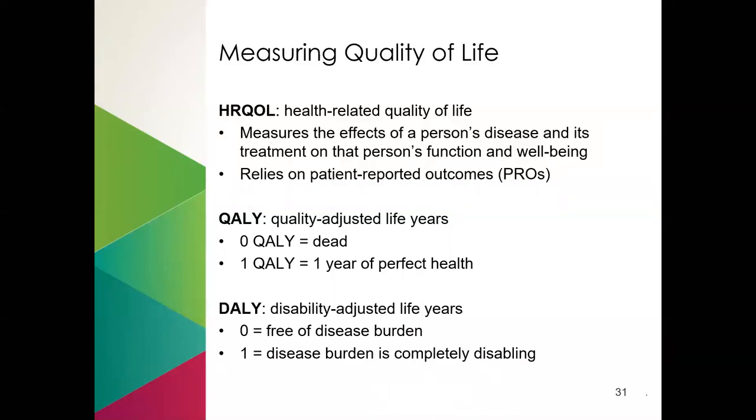And then disability adjusted life years looks more specifically at how functional a person is and how a disease or treatment affects their ability to function. So 1 year of life, again, gets adjusted to a number between 0 and 1. It's kind of the opposite of quality, though, because 0 means a life completely free of disease burden. You have no disability because of disease. And then 1 means a disease renders you completely non-functional.